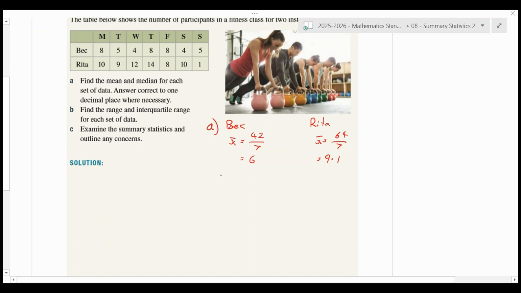Now, the median, you put them in order. So we've got 4, 4, 5, 5, 8, 8, 8. The median is 5. And then for Rita, we've got 2, 8, 9, 10, 10, 12, and 14, which means the median equals 10. Okay, so that is the mean and the median.